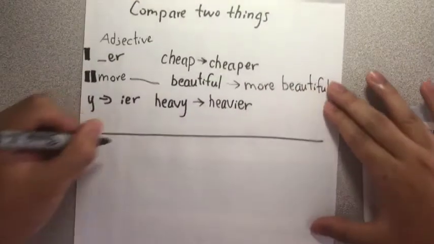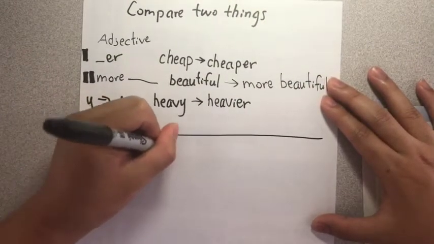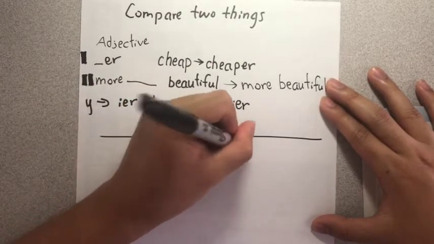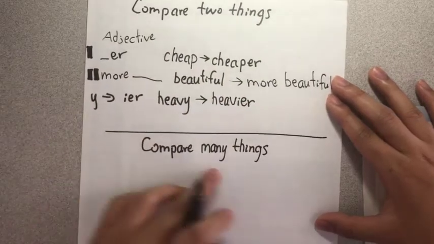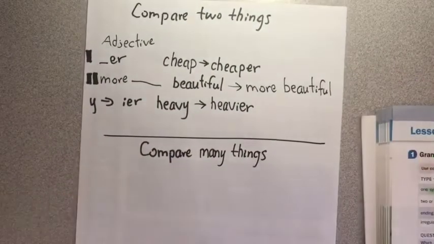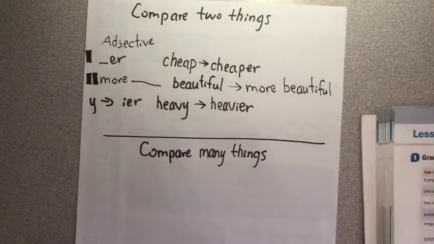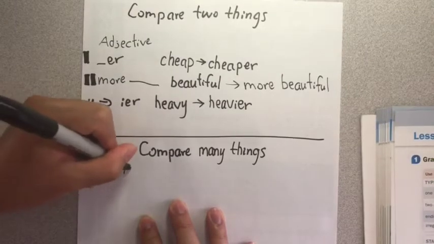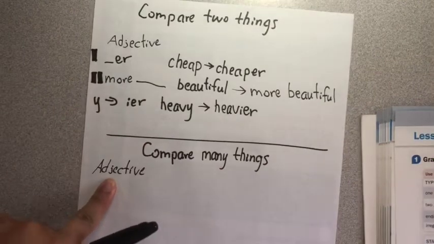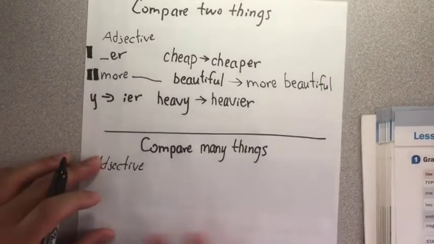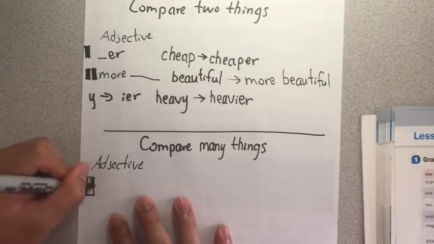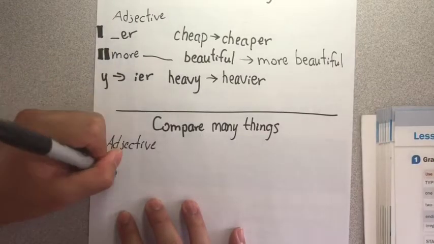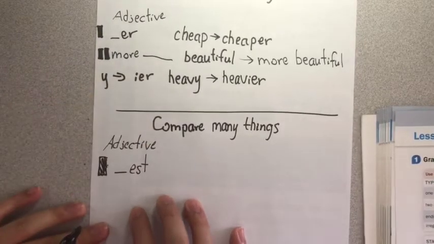Now, let's compare more than two things. So this is for 3 or more things. If we have 3 things, we're comparing many things. The adjective describes the thing. It describes it. All right, so if we have an adjective that is only 1 syllable, we write est at the end of the word.